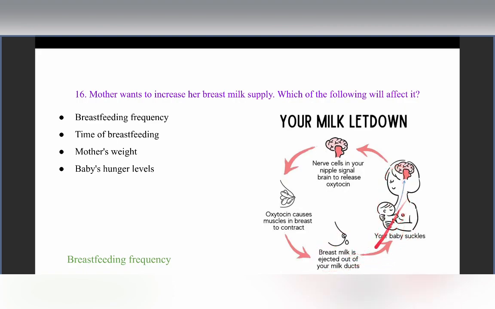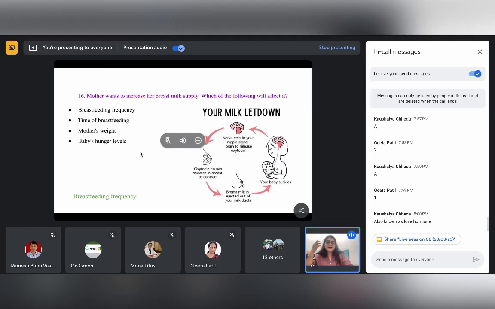And here it is a continuous cycle. Whenever the baby is suckling, the nerve cells in the nipple signal the brain to release oxytocin. The oxytocin, in turn, causes the muscles in the breast to contract, and since the muscles are contracting, it leads to the ejection of breast milk. Again, this is a continuous cycle where oxytocin acts as the letdown reflex, leading to the increased supply of breast milk.